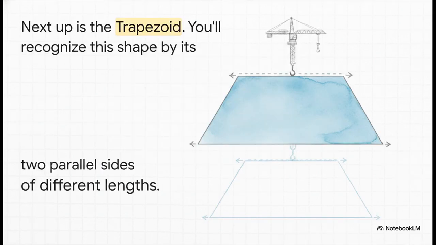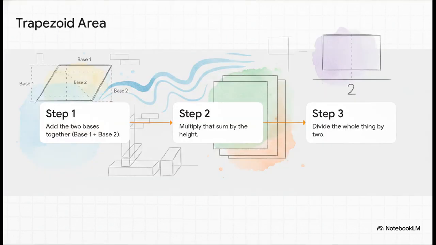All right, let's grab our next tool. This one is for some of the real heavy lifting on our site, the trapezoid. You can spot this shape all over the blueprint. It's the one with 2 parallel sides, but they have different lengths. This one takes a few more steps, but trust me, it's just as crucial. For this one, the order of operations is everything. First, you add the 2 parallel sides, which we call base 1 and base 2, together. Got that? Good. Next, you multiply that sum by the height of the trapezoid. And for the final step, just like with the triangle, you divide the whole thing by 2. And that's it, our second key formula for the day.